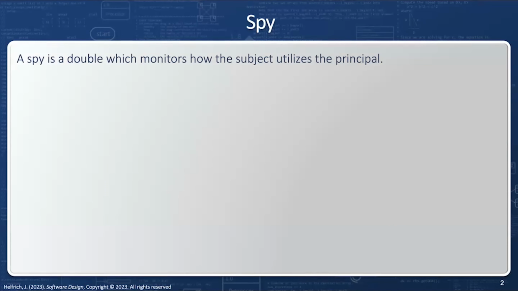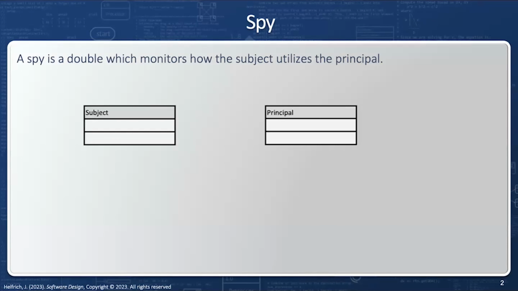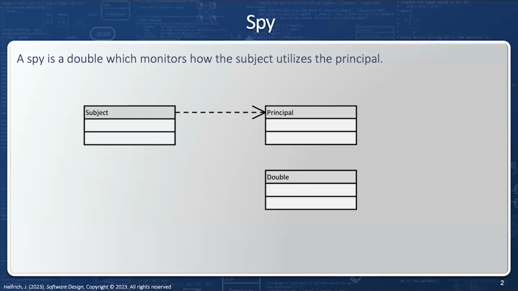So a spy is a double which monitors how the subject utilizes the principal. We have the subject, which is the class under test, and unfortunately it has a dependency on a principal. We don't want to depend upon this principal when we test the subject, so we give it a stand-in, and the stand-in is a double that inherits off the principal. Now, one type of double is a spy, and what a spy does is it records how it's used. We're going to use a spy to find memory leaks in a program because we're going to count how many times it gets allocated and moved and deleted and make sure it's exactly what we expect.